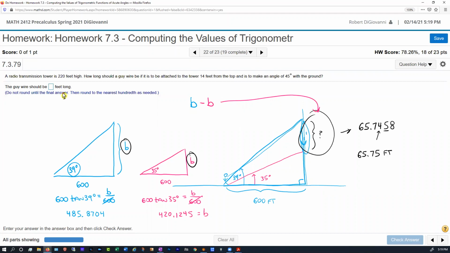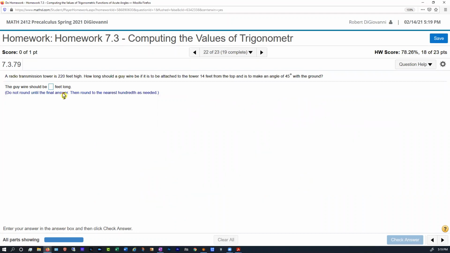All right, next one. A radio transmission tower is 200 feet high. I'm just going to start drawing pictures.